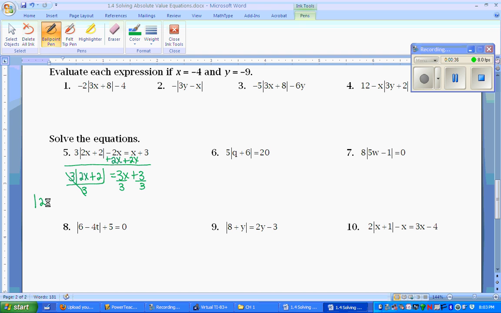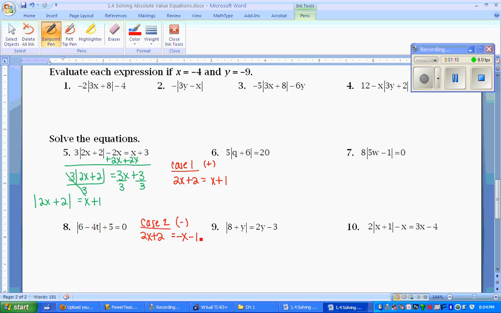Now that we have the absolute value completely isolated, we're going to set up our 2 cases. So our first case, I'm going to do right here, case 1, we will do the positive case, where 2x plus 2 equals our positive x plus 1, and we'll do case 2 right here. We'll do the negative case, where 2x plus 2 equals negative x minus 1.